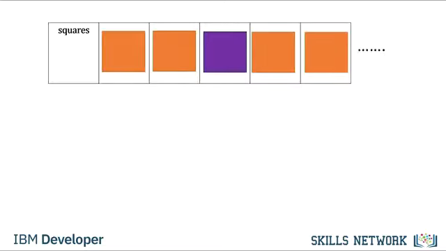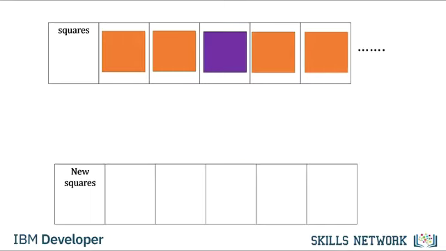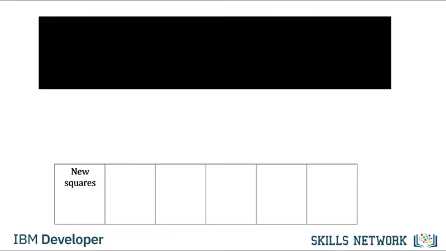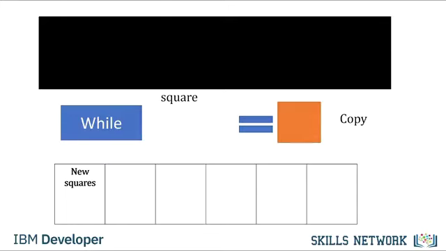Let's say we would like to copy all the orange squares from the list squares to the list new squares, but we would like to stop if we encounter a non-orange square. We don't know the value of the squares beforehand. We would simply continue the process while the square is orange, or see if the square equals orange. If not, we would stop.